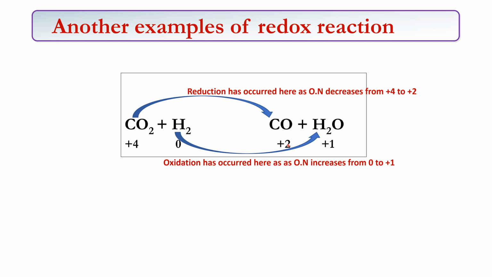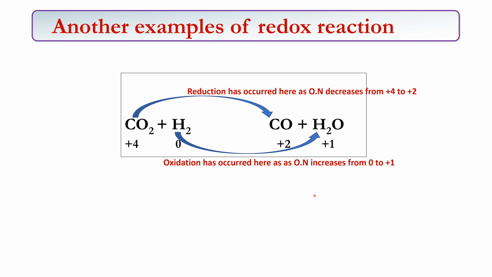For hydrogen, its oxidation number here is 0, but here it is +1. Therefore, oxidation has occurred for hydrogen because its oxidation number increases from 0 to +1. And remember that increase in oxidation number is oxidation, while decrease in oxidation number is reduction.